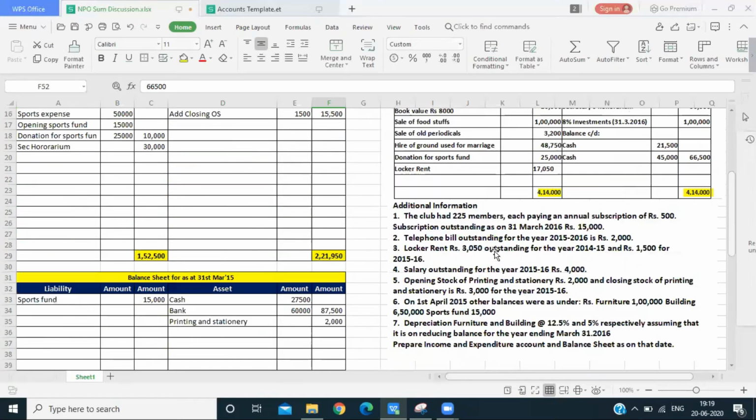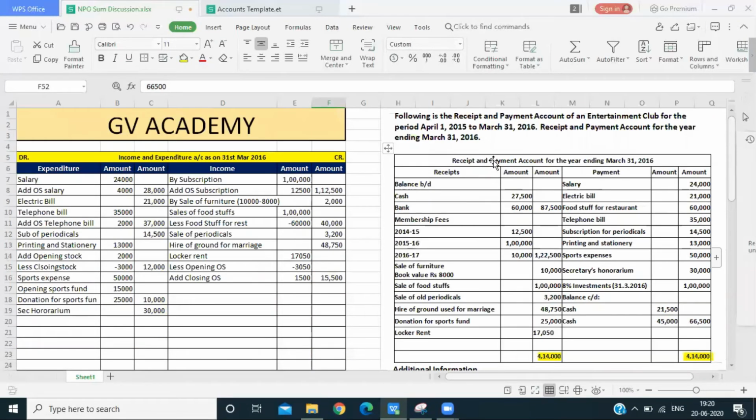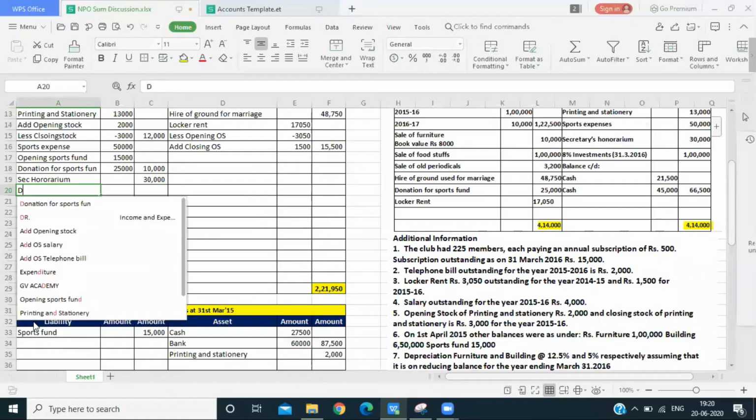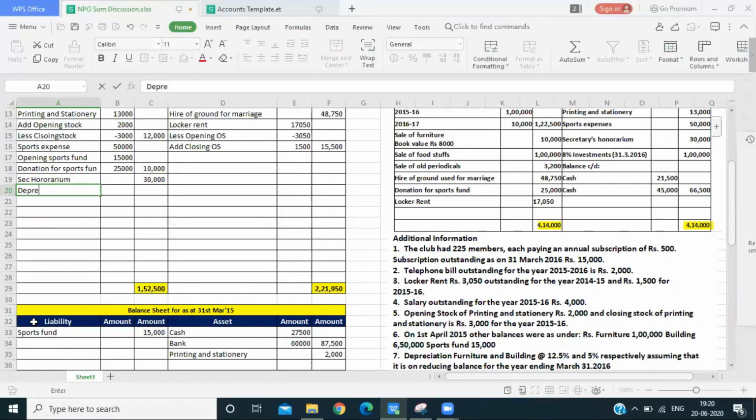We have left only one adjustment relating to this, which is depreciation. So depreciation is a non-cash expense which will not be shown in the receipts and payment account, but we have to show it in the income and expenditure account as an expenditure. So we have to calculate depreciation for furniture and the building. For furniture, the depreciation percentage is 12.5, and for the building, the depreciation percentage is 5%.